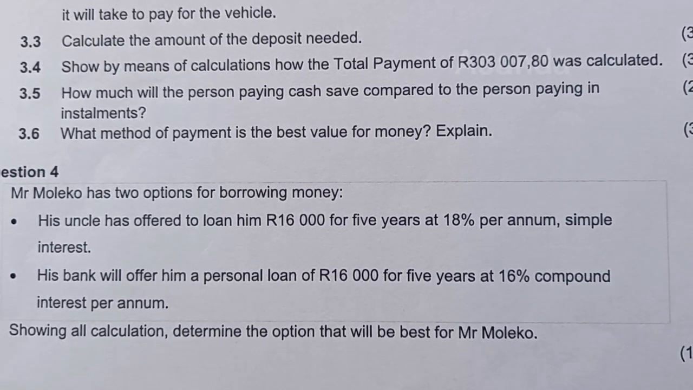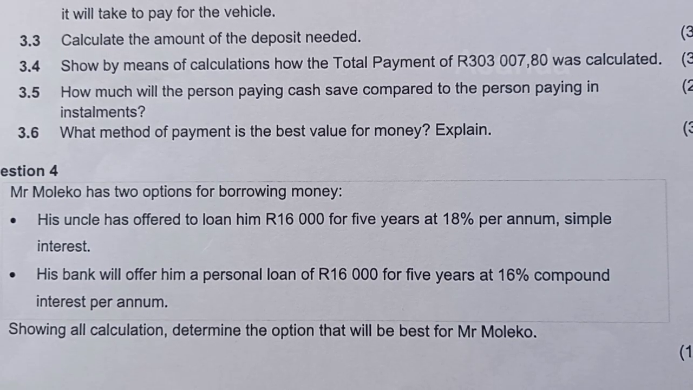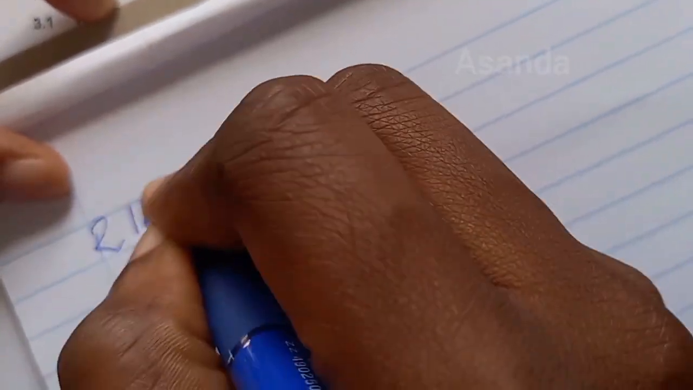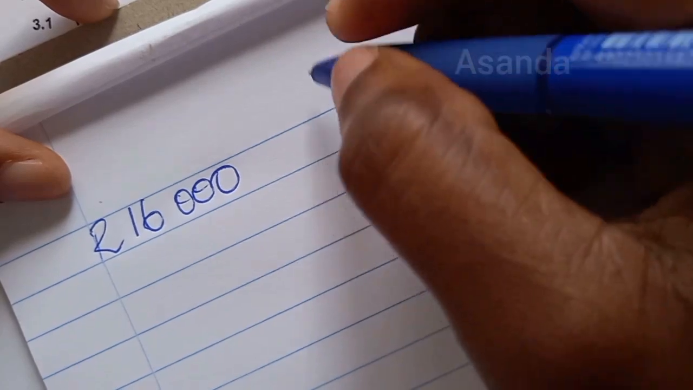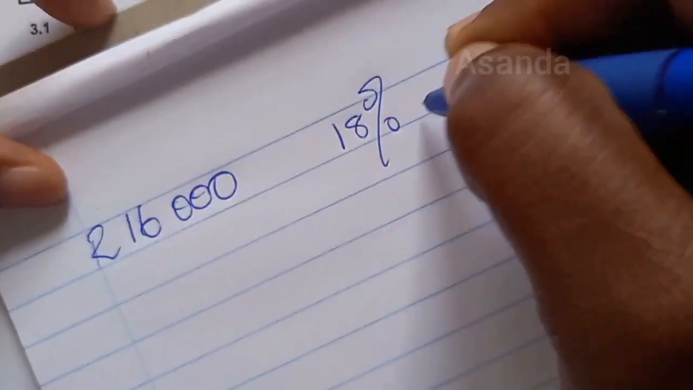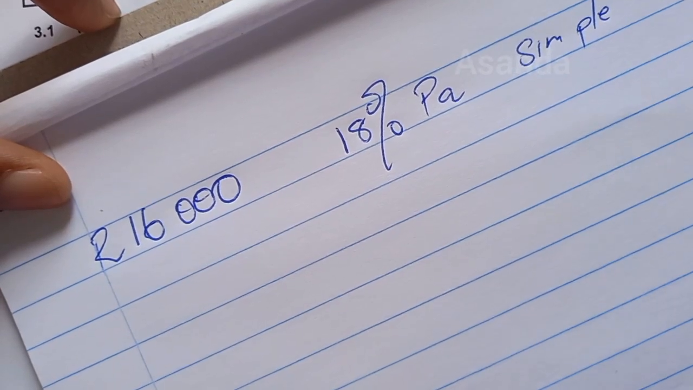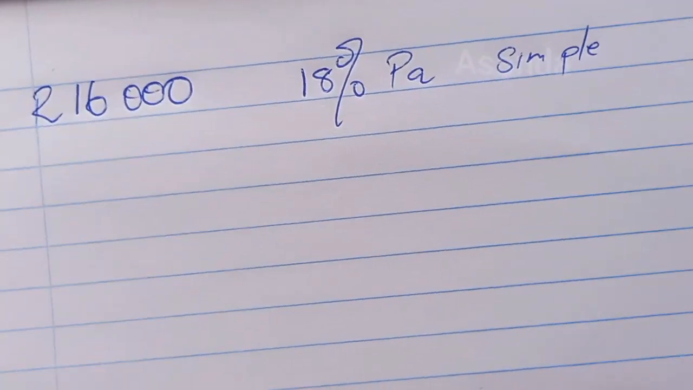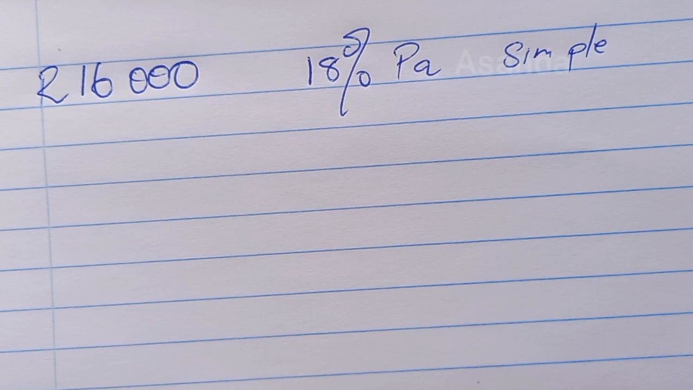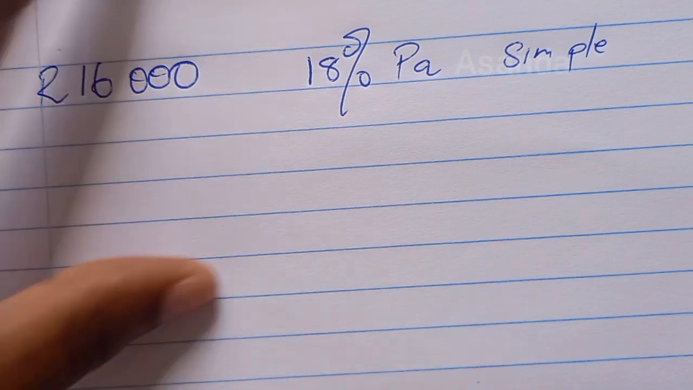So we're going to start with the first one where it says 18% per annum, simple interest. We're going to do the calculations for that and see how much he's going to pay on that, right? So I like to make little notes for myself first. He's borrowed how much? He's borrowed 16,000 rand and it's at 18% per annum at a simple interest rate, right? And they want us to calculate what? The total cost of this whole thing, the total amount of this whole thing.